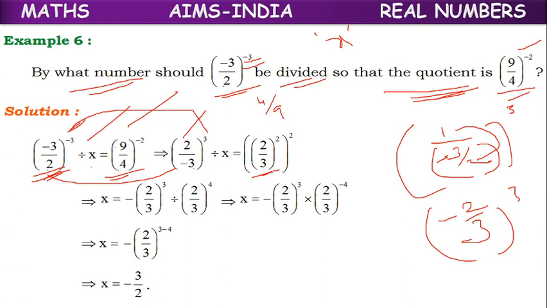But here they have written 4 as 2 square and 9 as 3 square. So actually this is (4 by 9) whole square, the reciprocal of 9 by 4. But 4 can be written as 2 square and 9 can be written as 3 square, so that's why they have written like this. Now here also the power is positive. Okay. Next children.